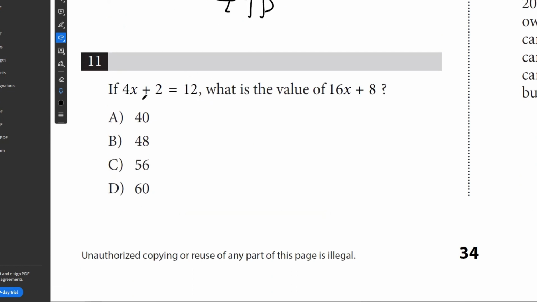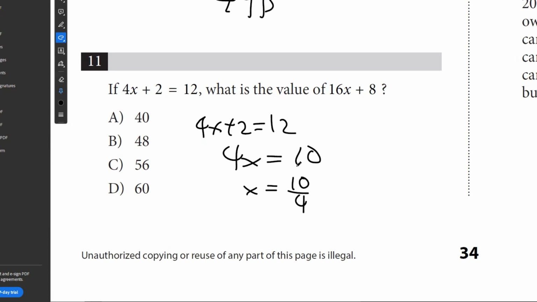Question number 11. If this is equal to this, what is the value of this? So 4x plus 2 is equal to 12. Let's just find x from here. Let's subtract 2 from both sides. 4x is equal to 10. So x is equal to 10 divided by 4. If we divide everything by 4, we end up with x. So our x is actually equal to 2.5, also 5 over 2. We're going to use this because it's more helpful, but you can also use your calculator.